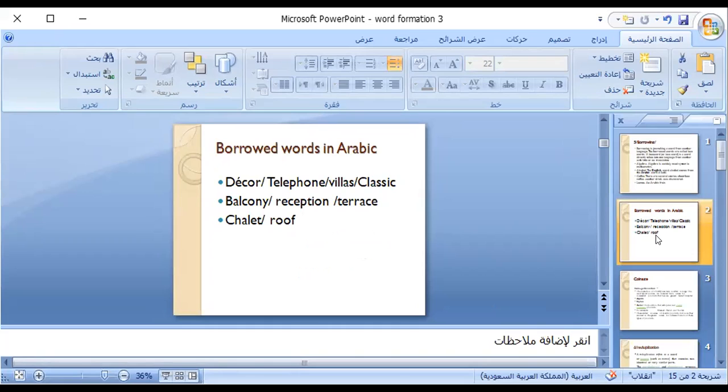In Arabic also we have some words borrowed from English, like decor, telephone, villas, classic, we say classique, balcony, balcona, reception hall in a hotel or somewhere, terrace, chalet, and roof, the highest part of a building. All of these words are used in our society, but they are not from an Arabic origin.